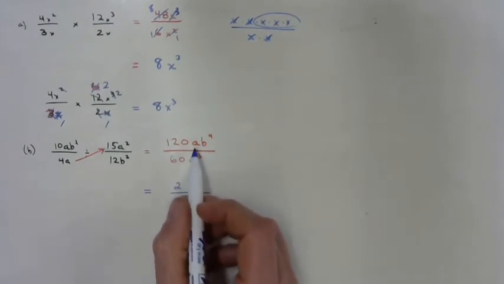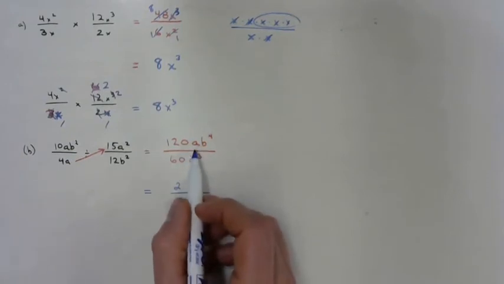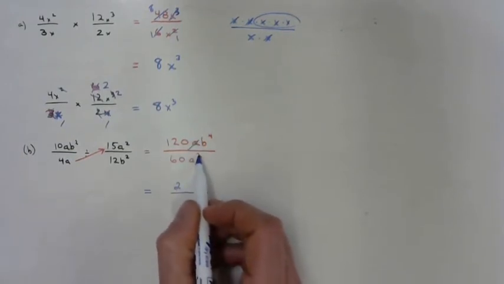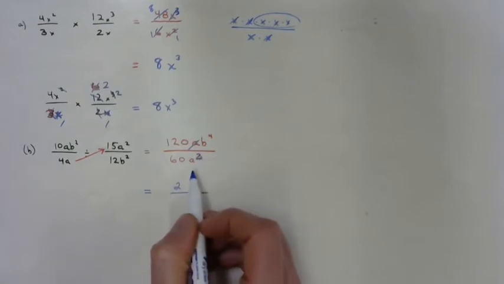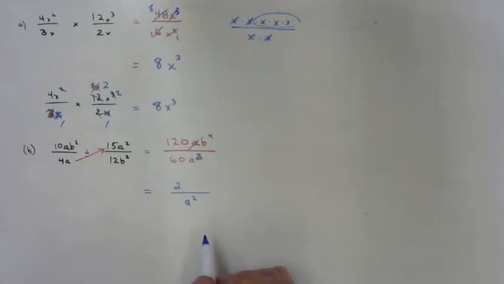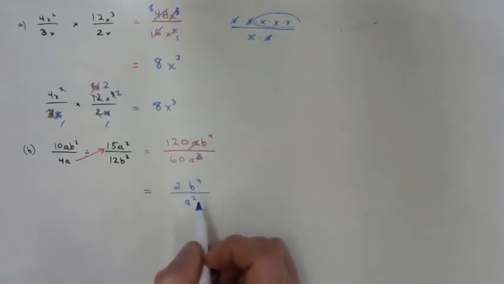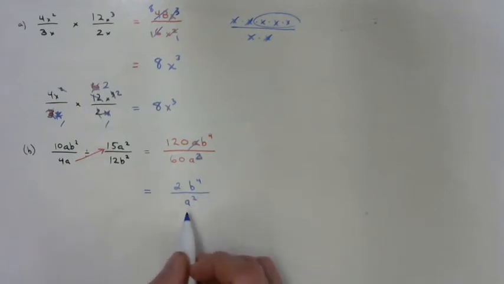Then I look at my a's, and we're in that situation where we have more factors of a in the denominator than we have in the numerator. Well, this a is going to cancel out one of these, so I still have a squared in the denominator. And then factors of b, none of them get canceled out. So I have 2b to the power of 4 over a squared. That is fine.